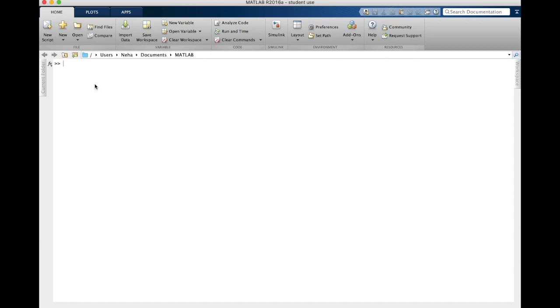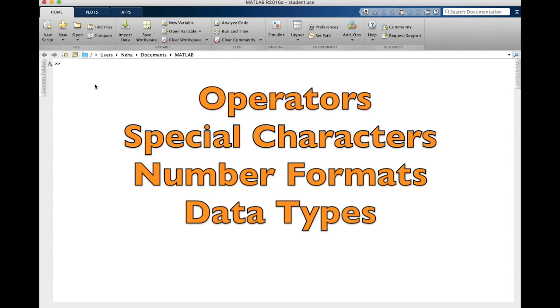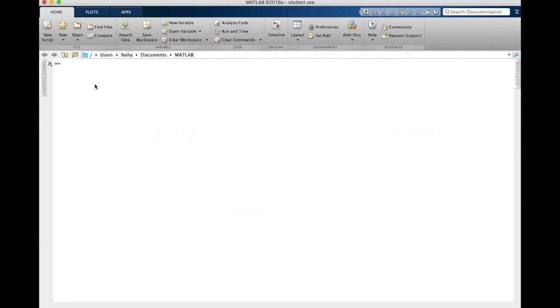In today's MATLAB video, we are going to be discussing operators, special characters, number formats, and data types. Let's start with operators. Operators are symbols in MATLAB that execute a certain operation. So we have different types of operators. Let's start with arithmetic operators. So these are, for example, addition, subtraction, multiplication, division, and so on.